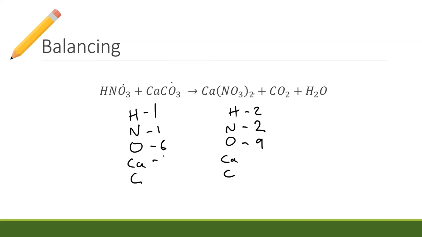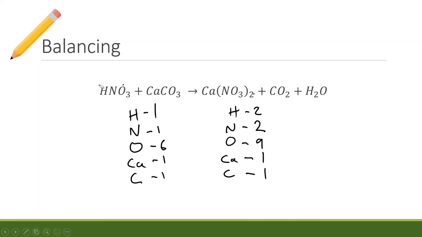1. And how many calciums are there on the right? 1. And how many carbons are there on the left? 1. There's 1 carbon here. And how many carbons are there on the right? 1. Yeah, there is just 1, just here. So now we've got all of the atoms identified.